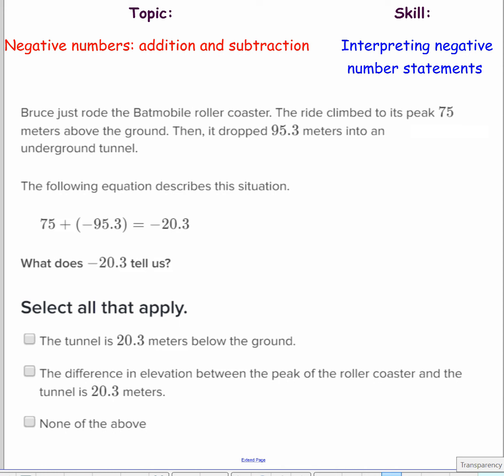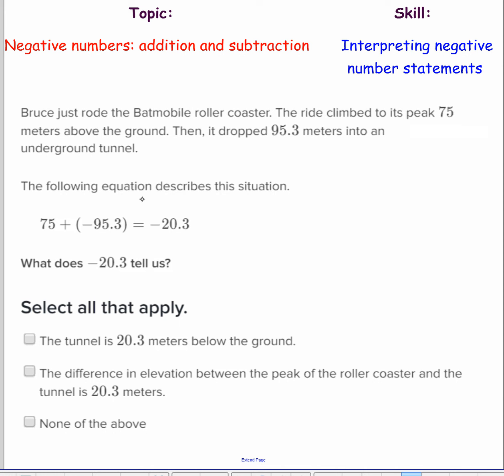Hello, everybody. So now we're going to be working on some word problems. All right, so interpreting negative number statements. Bruce just rode the Batmobile roller coaster. The ride climbed to its peak 75 meters above the ground. Then it dropped 95.3 meters into an underground tunnel.